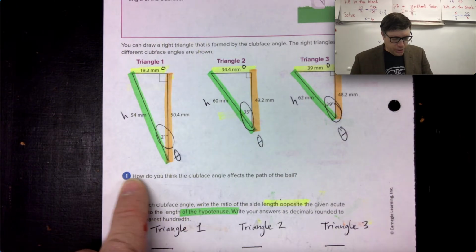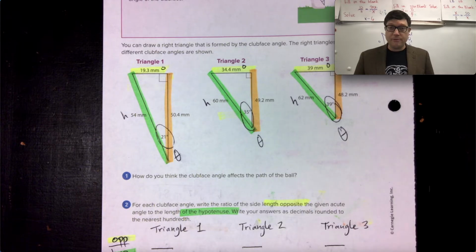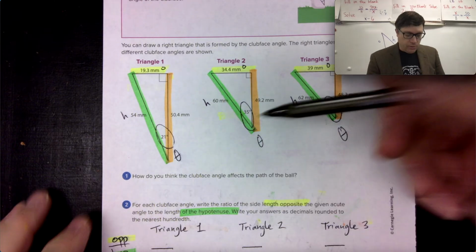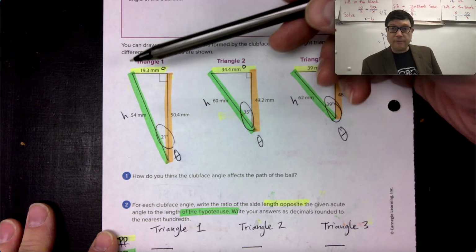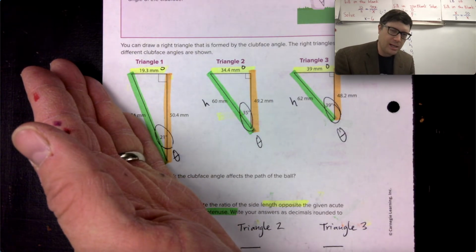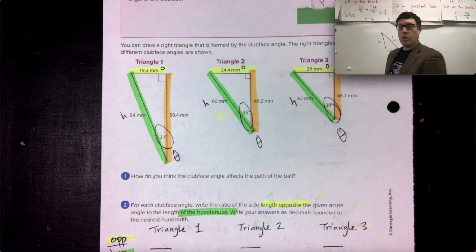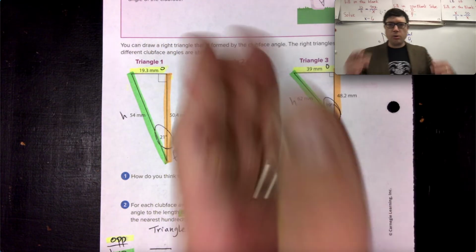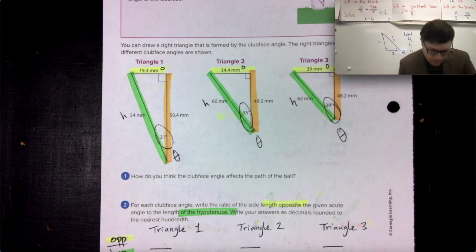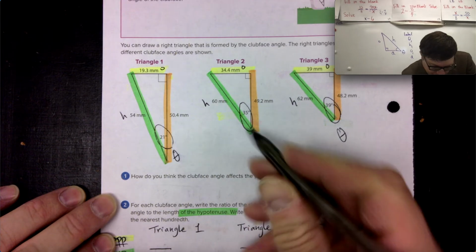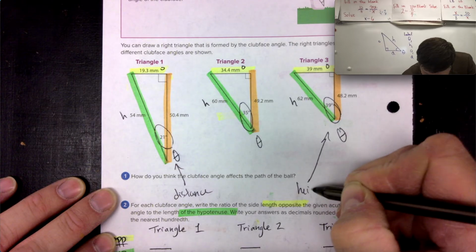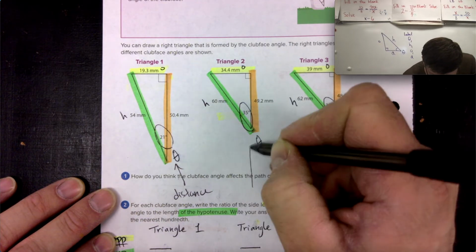Question 1, how do you think the club face angle affects the path of the ball? Remember, the ball is going to get smacked by the club and sent. And if you've seen this action, you know a little bit of physics. The steeper the angle, the farther out the ball is going to go. The more shallow the angle, the more slanted the club face is, the higher the ball is going to go. So club face angle is going to affect the path of the ball. This is for distance, this is for height, and this is for a mix of both.